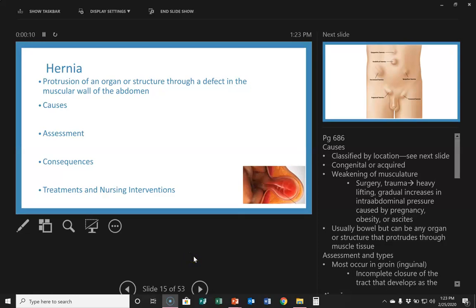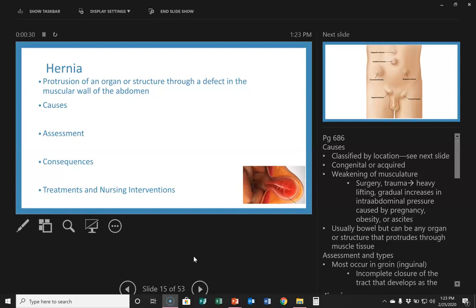Okay, we're gonna move on to hernias for Unit 4. A hernia is a protrusion of an organ or structure through a defect in the muscular wall of the abdomen. This is classified by location. You can see some different locations on the next slide. They can be congenital or acquired.